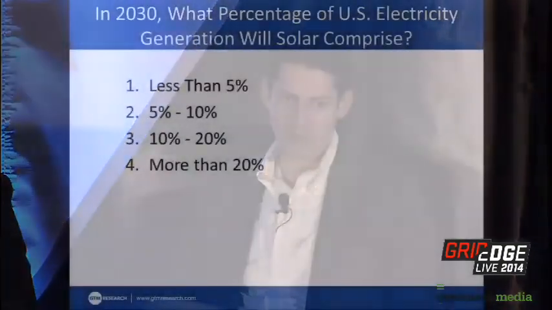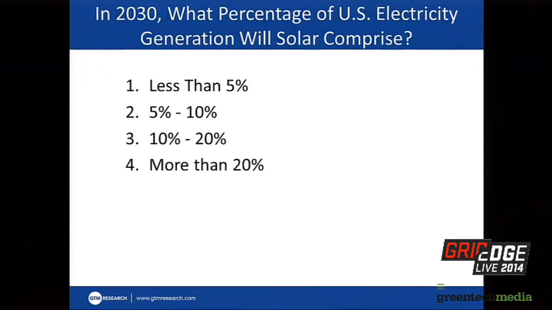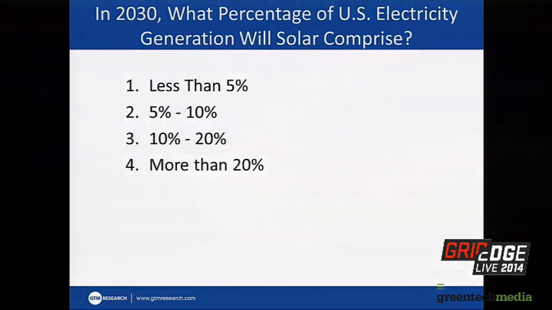Expectations for growth. Oh, this is a good one to end on. In 2030, so we've moved even further out now, what percentage of US electricity generation, not capacity, will solar comprise? By way of context, we're under 1% today, probably approaching 1% by the end of this year. So in 2030, will it still be less than 5%, will it be 5 to 10%, 10 to 20, or more than 20%? How bullish are we on solar over the next 25 years? Or, sorry, 15 years.